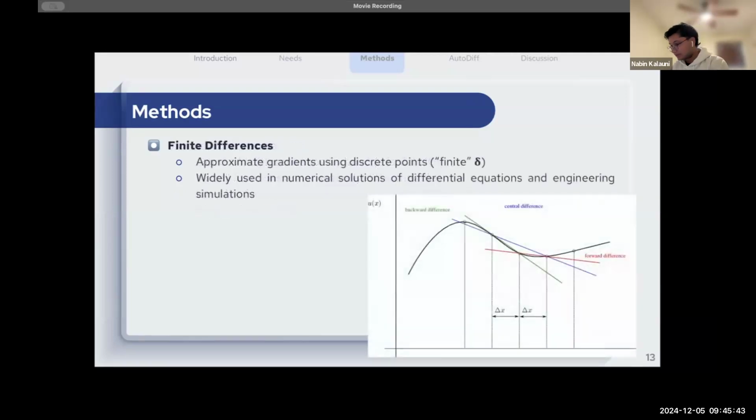So the next pretty popular one is called finite differences. The idea is that to calculate the gradient at a particular point, you take a small step size to the right, evaluate the function at that point, and then do change in y over change in x to get your gradient, right? There are different ways you could do this finite differencing. You could go forward, you could go backward, or you could take the average of both forward and backward. This is pretty popular in engineering, especially when you need numerical solutions of differential equations.